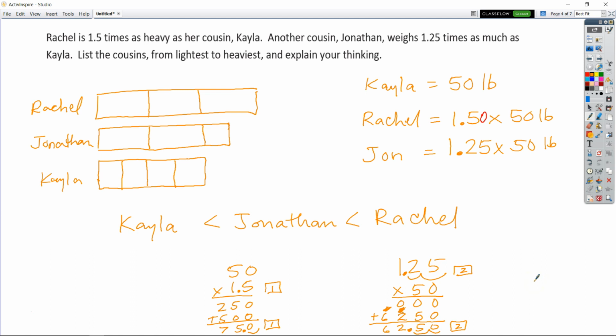So I know that if Kayla weighed 50 pounds, then Rachel weighed 50 pounds times 1.5, which would have been 75 pounds. And Jonathan weighed 50 pounds times 1 and 2/25, which would have been equal to 62.5 pounds. So that's the order. Kayla weighs less than Jonathan, and Jonathan weighs less than Rachel.